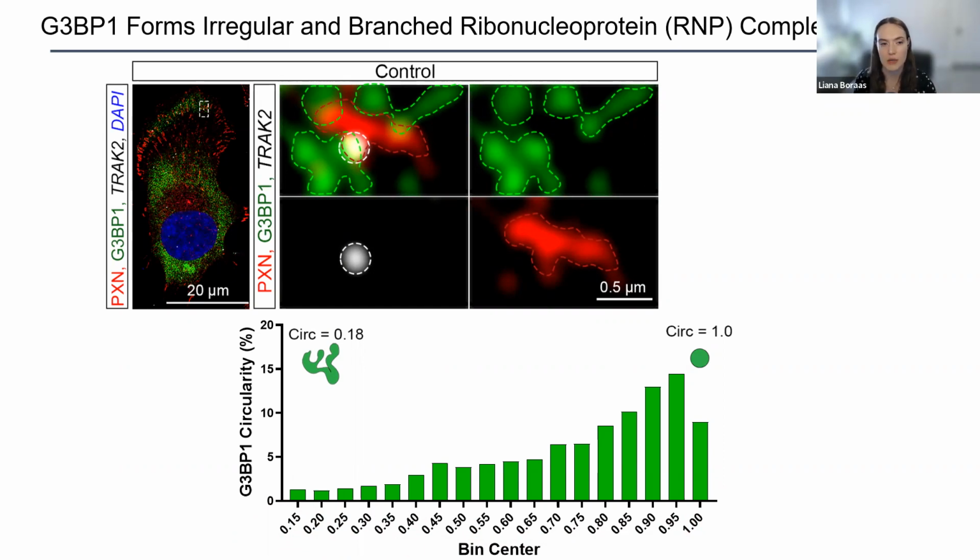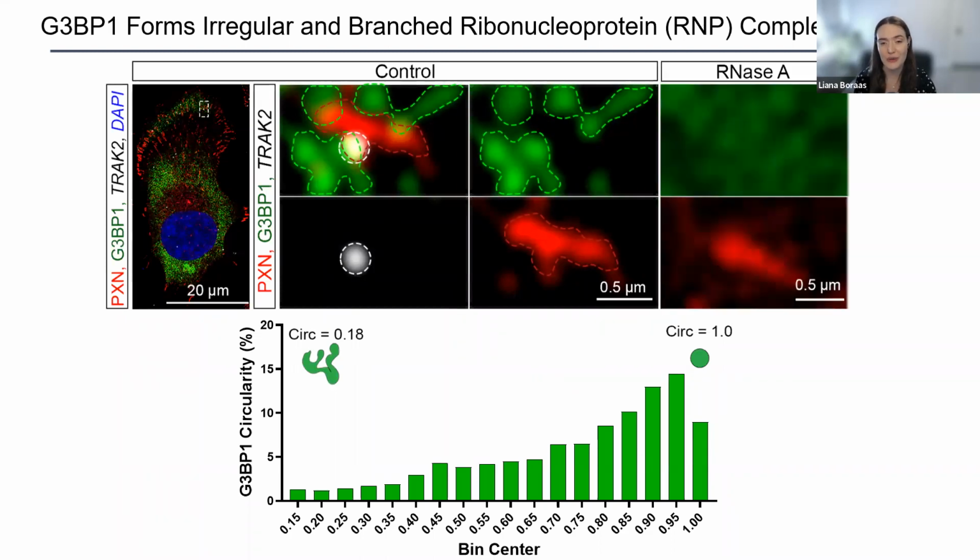I've shown one example here, but we've tested a few others as well. So we know our focal adhesion mRNA is present. And we also know that when we treat cells with RNase A, that granule structure goes away. So the shape, the morphology really is dependent on the presence of RNA, which facilitates G3BP1 organizing in this way.